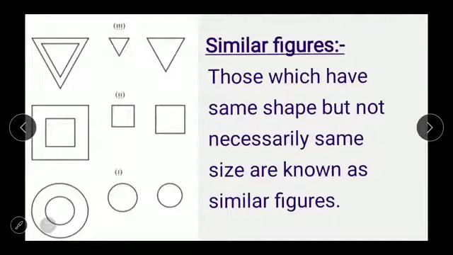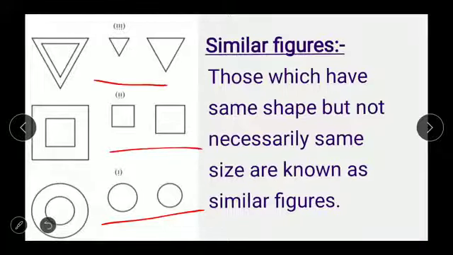Hence, we can define similar figures. Those which have same shape but not necessarily same size are known as similar figures. Like in this picture, these circles are of different size but the shape is same. These squares and triangles are also in the same shape but in different size. Hence, they are all similar to each other.